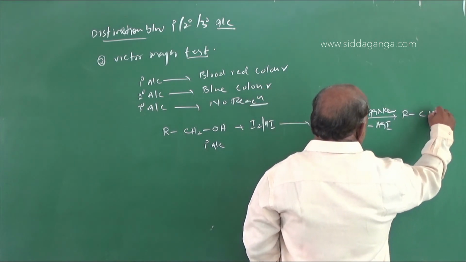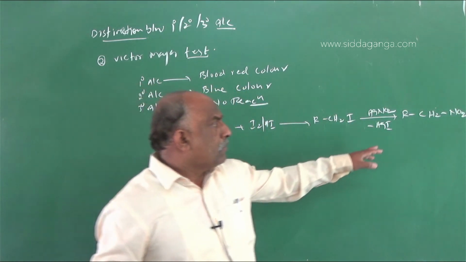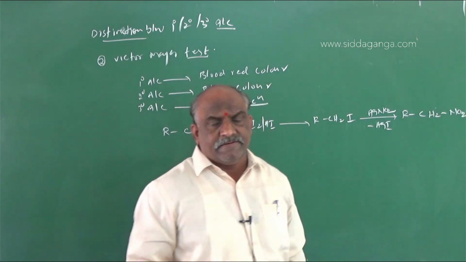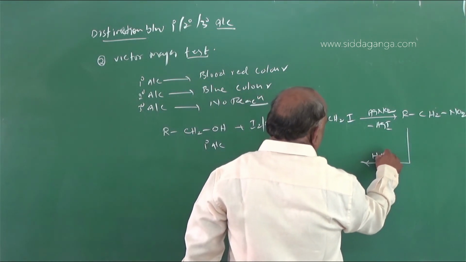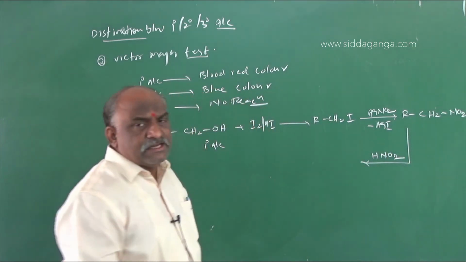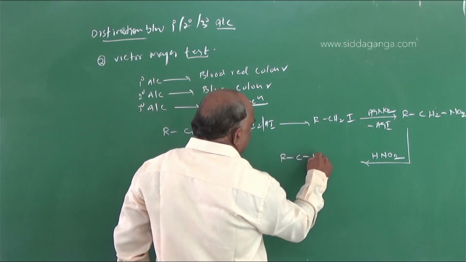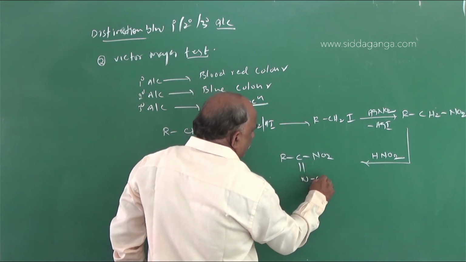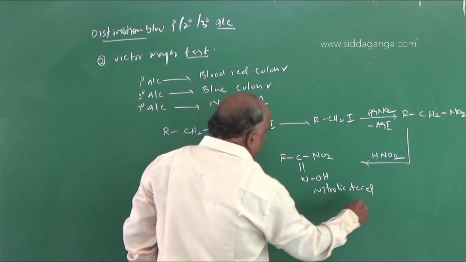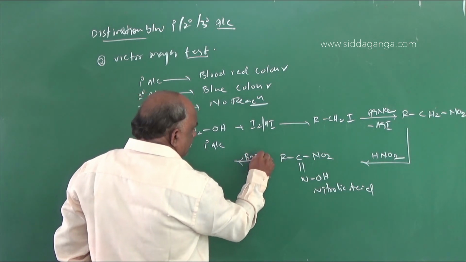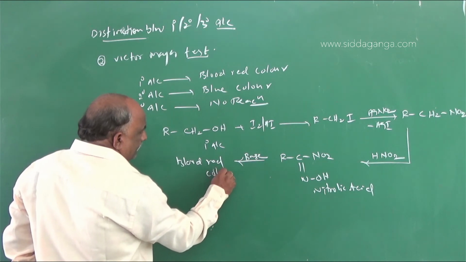Here we will get RCH2NO2, which is called a nitroalkane. This nitroalkane is treated with HNO2, which is nitrous acid. Then we will get RC(NO2)=NOH. This is called nitrolic acid, which is treated with base. Then we will get blood red color.